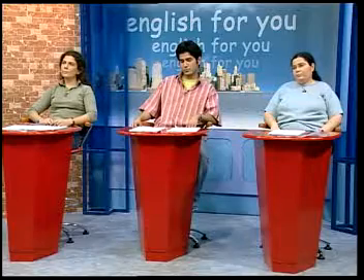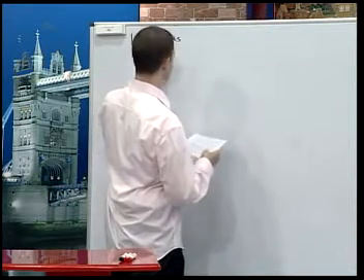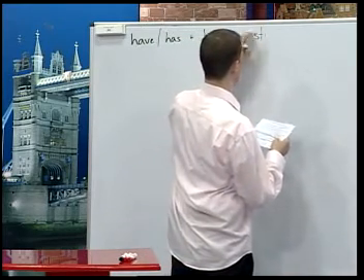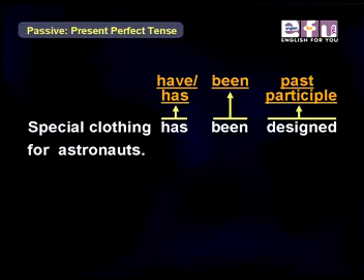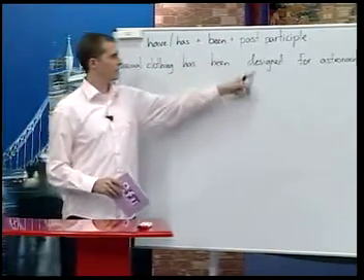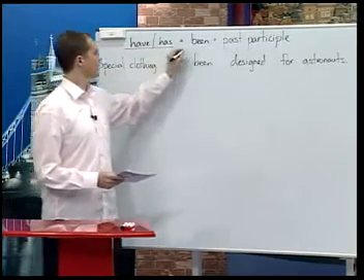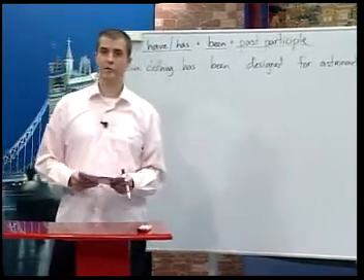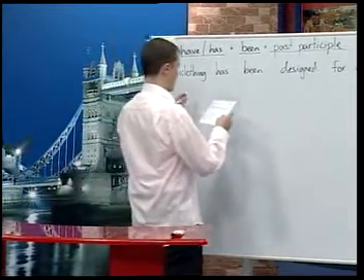To form the passive voice of the present perfect tense, we use have or has plus been plus past participle. So, for example, special clothing is our subject. Now that is has been designed for astronauts. Special clothing has been designed for astronauts. Have and has been past participle. Okay, to form the negative voice of the present perfect tense, we use have or has not.